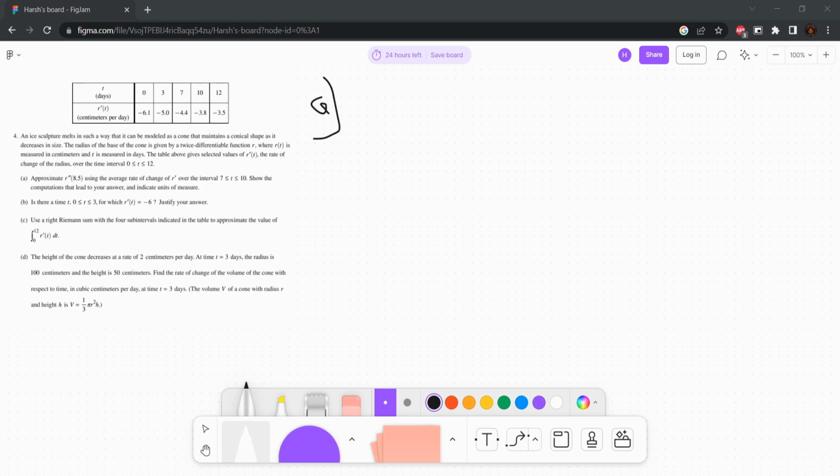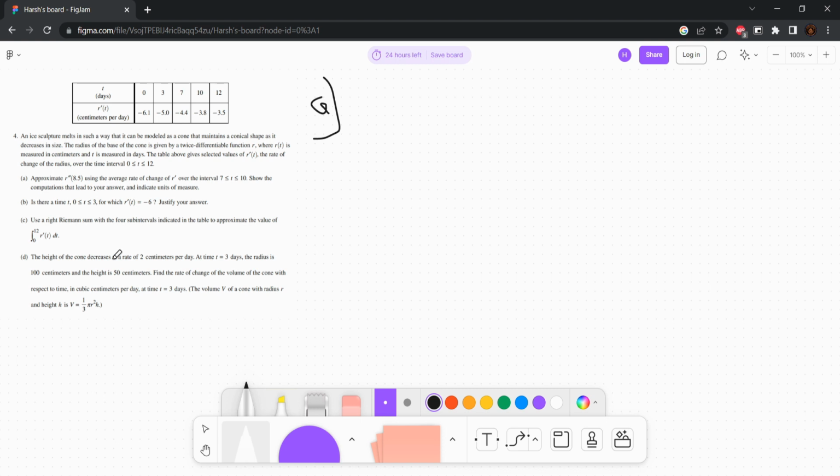Hello. Today we'll be doing number 4 on the Math Calculus AB FRQ. This is on the non-calculator section. So we'll start by reading the question. An ice sculpture melts in such a way that it can be modeled as a cone that maintains a conical shape as it decreases in size.